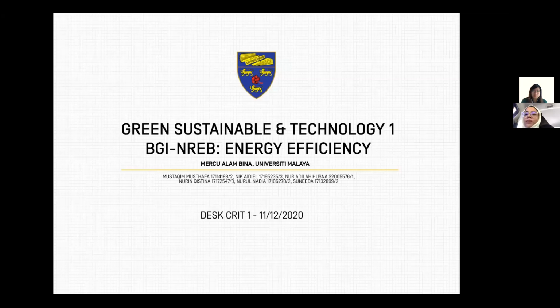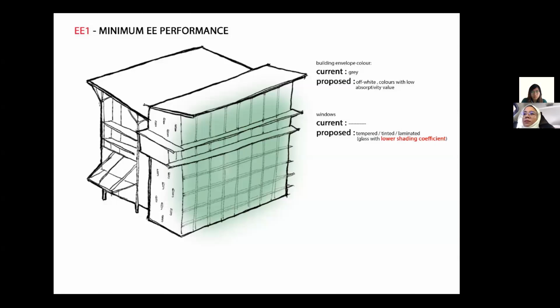Energy efficiency, right, Sunida? Yes, energy efficiency. So our group is working on energy efficiency, and our proposal will look into improving the efficiency in building envelope, lighting, zoning, and building services, including submetering, renewable energy, and also the BEI calculation. So we'll start with the building envelope. The first one is PE1, which is minimum PE performance. This one is actually about OTTV and RTTV.